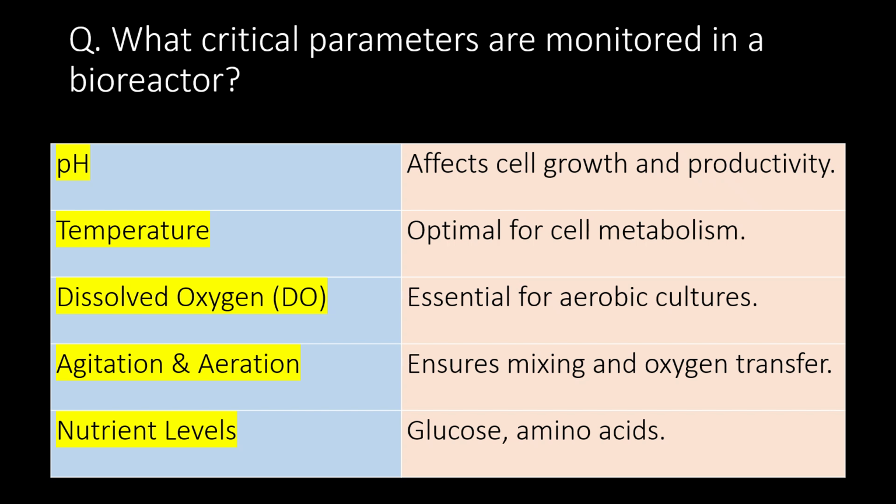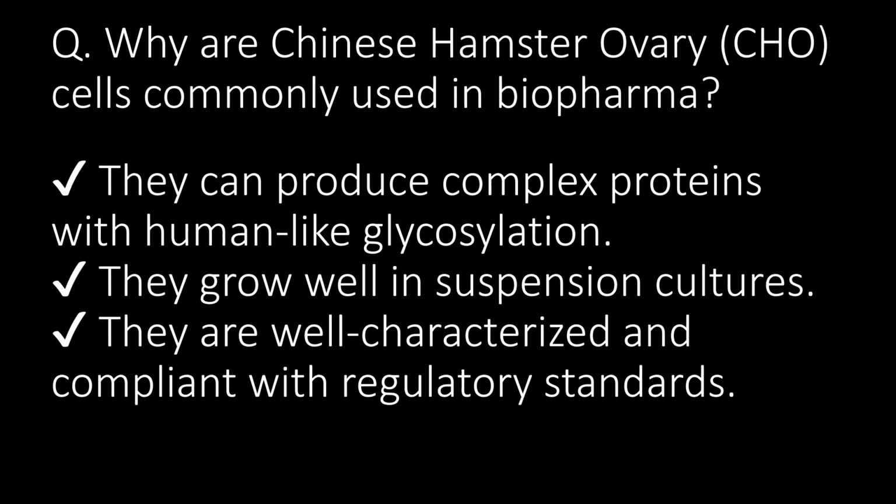Very frequently asked question: what critical parameters are monitored in a bioreactor? First, pH, which affects cell growth and productivity. Second, temperature. The optimal temperature is required for cell metabolism. Third, dissolved oxygen. It is essential for aerobic cultures. Fourth, agitation and aeration. It ensures mixing and oxygen transfer. And fifth, very important, nutrient levels like glucose and amino acids.